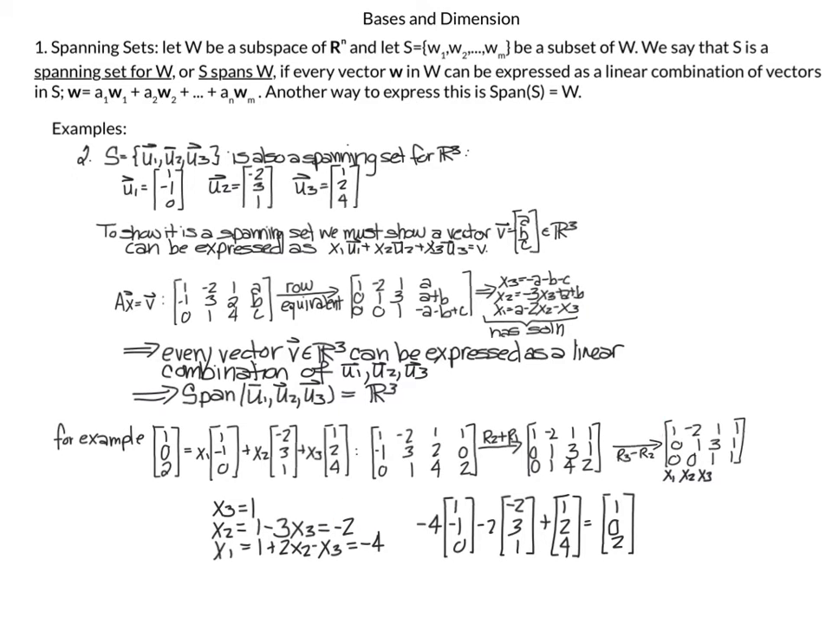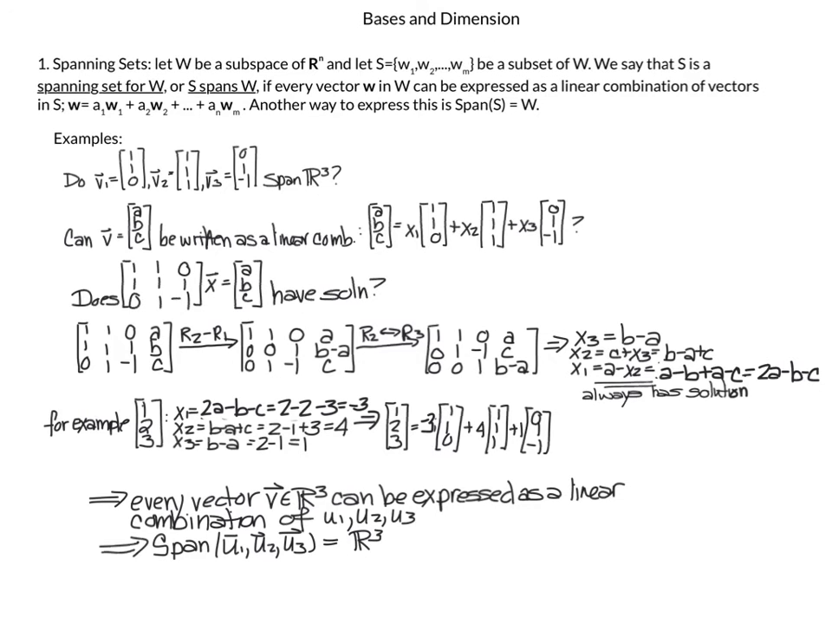And up here I get x1 minus 2x2 plus x3 is equal to 1. So I solve for that, plugging in the 1 and the negative 2, and I get x1 is equal to negative 4. So if I have negative 4 times u1, negative 2 times u2, and 1 times u3, I get back my vector 1, 0, 2. Here is one more example.